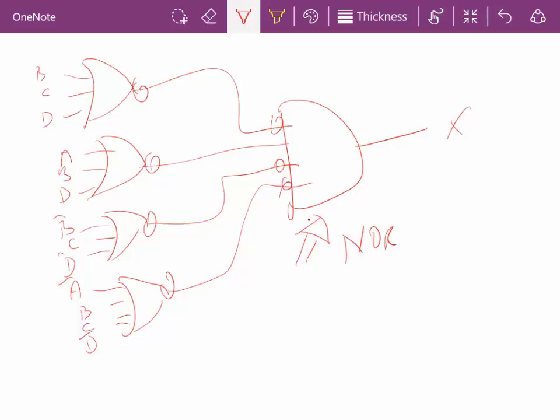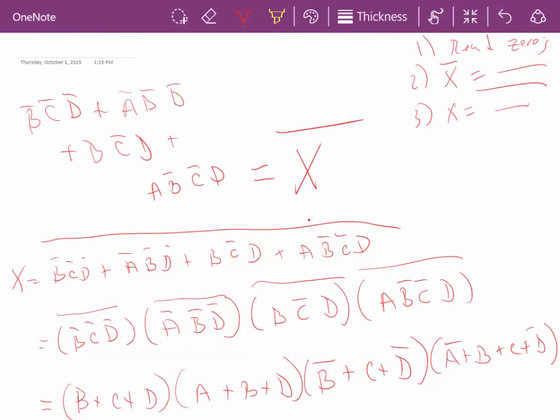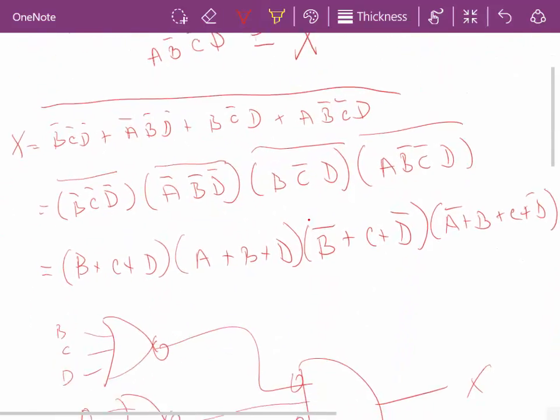So the process is that we read out the zeros. That tells us what our function is not. We write our function as what is not. We then apply De Morgan's twice to the final result, and we end up with the expressions here.